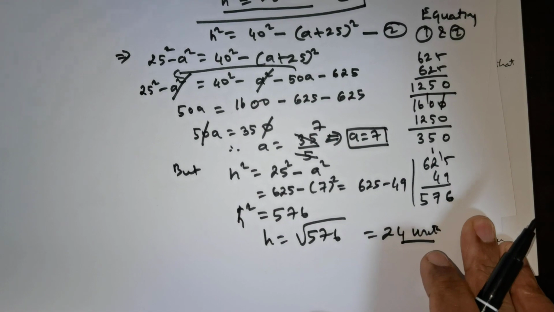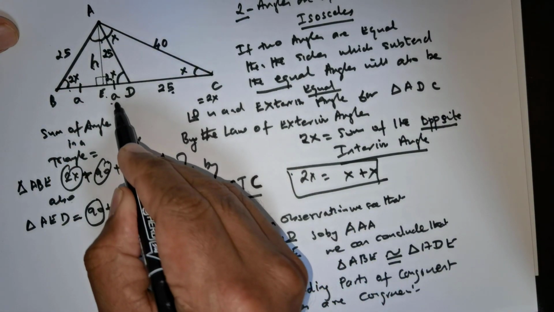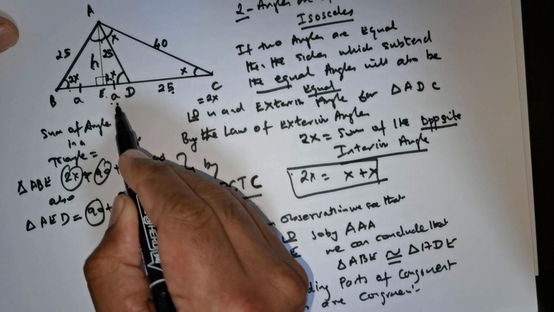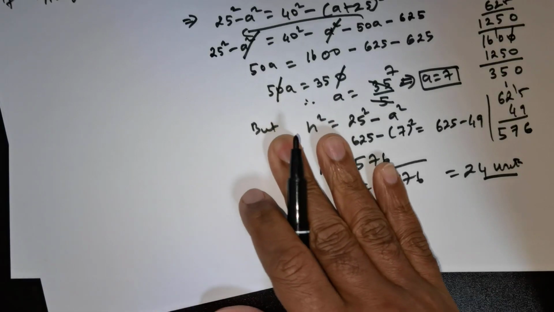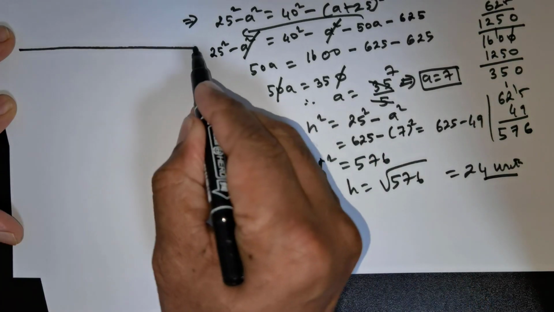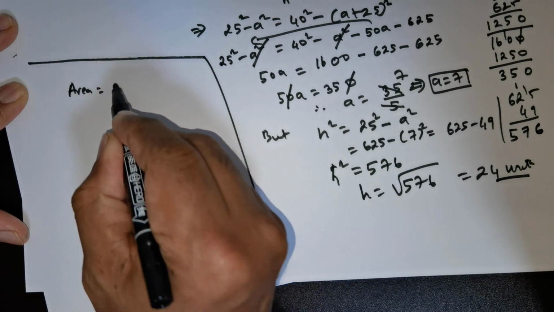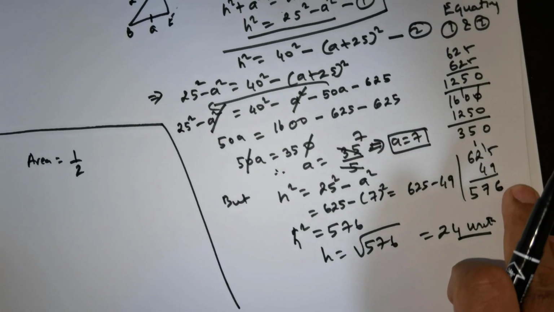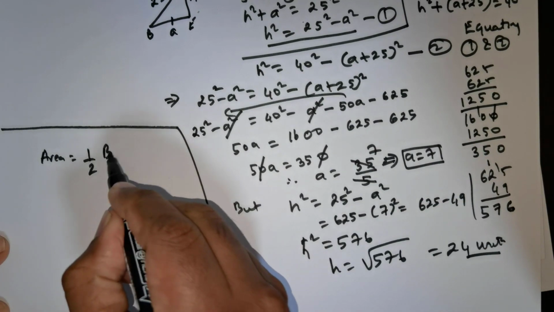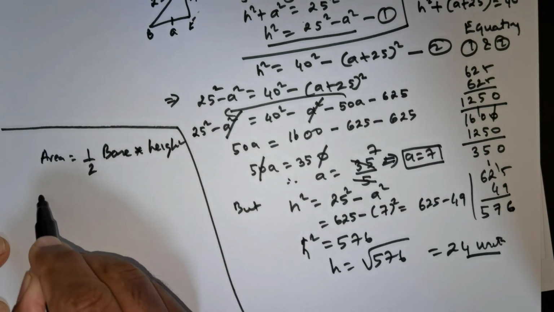Okay, so let me go back to the diagram. So we got the h value, we have got the a value, we are expected to find the area. So what is the formula for area? Area is equal to half times base times height. So I need to calculate the base.